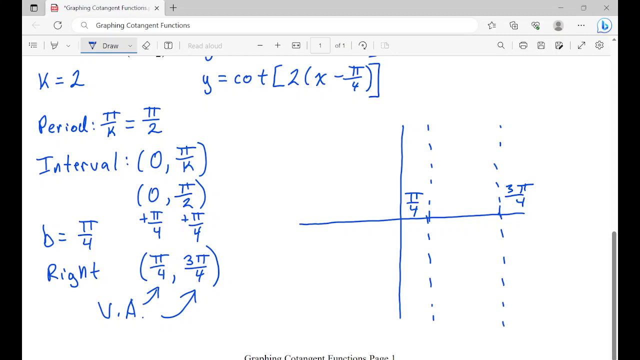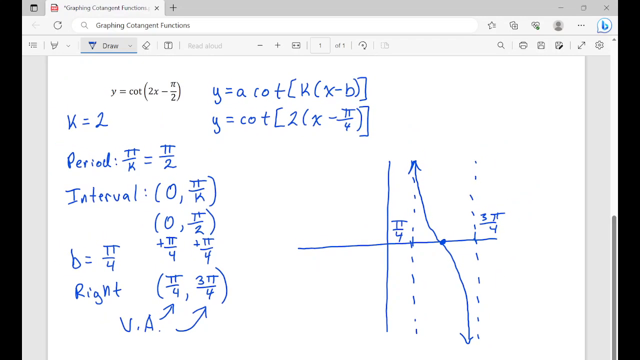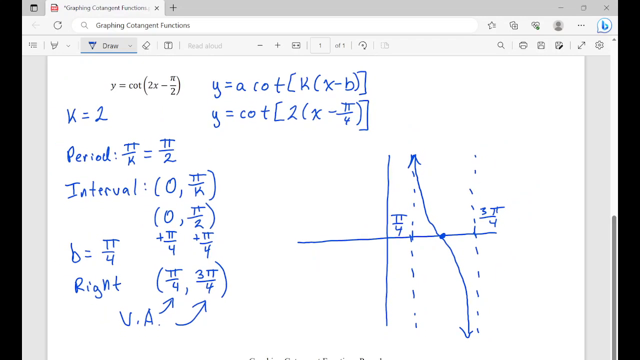And again, this has no vertical shift, so that means my x-intercept between these two is going to be right in the middle. And now that I have my asymptotes put in, I know where it's going to cross. I just draw my curve. So again, starting from the top, going down through it, and then going down like so. So here is my graph of this cotangent curve.